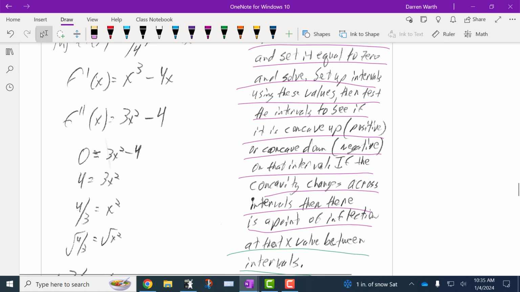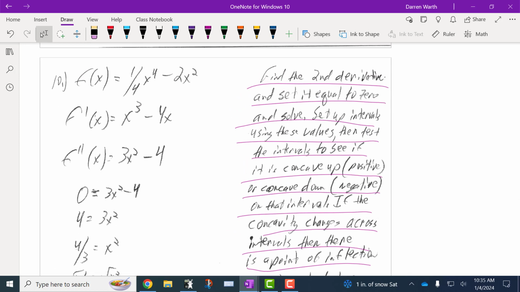So we're going to go ahead and find our second derivative. Here's our original equation, which is f of x equals 1/4 x to the fourth minus 2x squared. So I take 4 times 1/4, I get 1. I drop the power by 1, so that's going to be x to the third. And then take the derivative of negative 2x squared. So I take 2 times 2, which is negative 4. I get negative 4x.